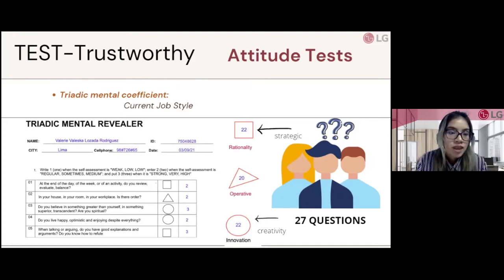Okay, so here are some examples of questions of this triadic mental test. I put myself as an example, and you can see that for each question you have a specific figure that represents each of these styles of job that the person can have. In my case, the predominant ones were rationality and innovation.